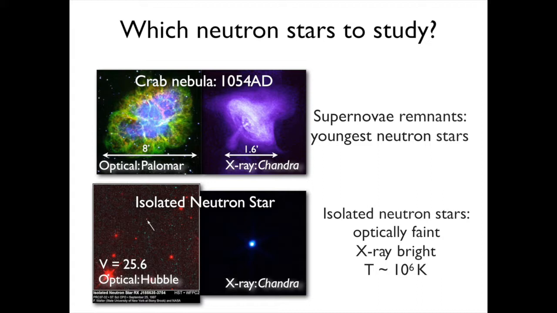These are optically very faint, but X-ray bright. Their temperatures are around 10 to the 6 Kelvin. But we know of very few of these. These are actually particularly hard to find. So while these are a brilliant place to study neutron stars, we don't know of very many of them. And so we need to find other places to study neutron stars in addition.